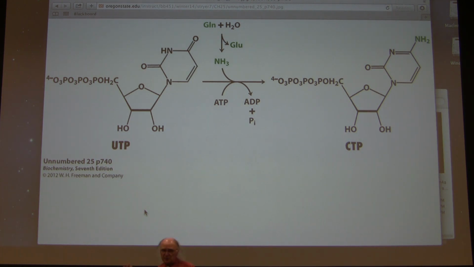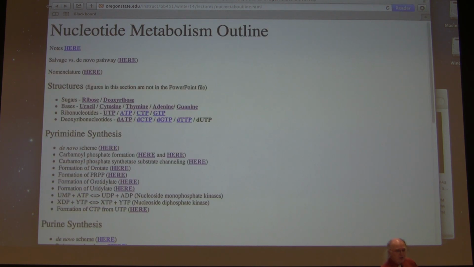Now, before I finish with pyrimidines, I want to go back and remind you of the regulation of these. I sort of skimmed over that before because we have talked about it, but I want to make sure I hammer a point home with you. Okay? Let's go back and think about the regulatory enzyme ATCase.